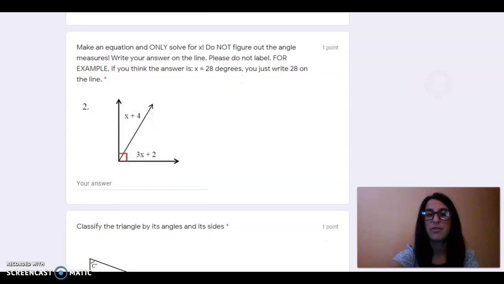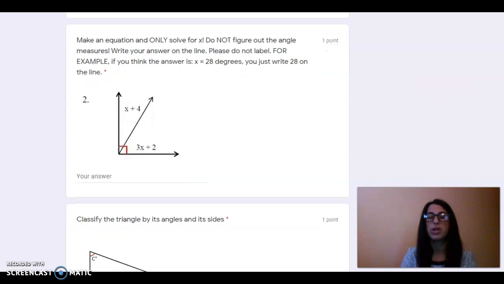Same thing for the next problem. Make an equation and only solve for x. Do not figure out the angle measures. Okay, so these two, you're either going to put equal to each other, or you're going to add them and put them equal to 90 or add them and put them equal to 180, depending on what the angle relationship is. So again, you're only solving for x. Do not figure out the angle measures. Write your answer on the line. Please do not label. For example, if you think the answer is x equals 28 degrees, just write 28 on the line.